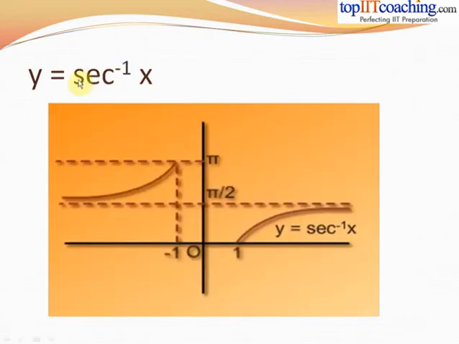The next is y equal to sec inverse x. Here we see that the domain is R minus the interval -1 to 1, and the range is 0 to π minus the point π/2. So we see that the range becomes 0 to π/2, not including π/2, and π/2 to π, not including π/2. So it is 0 to π, not including the point π/2. And we see that the domain is R minus the interval -1 to 1.